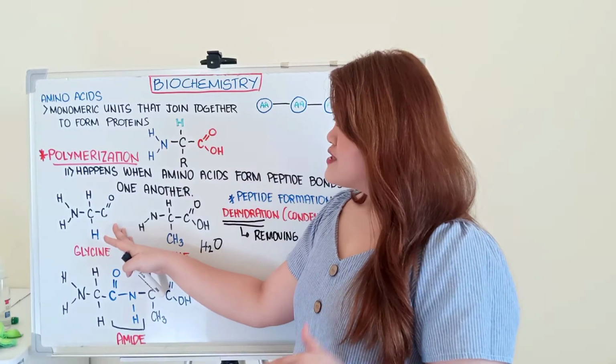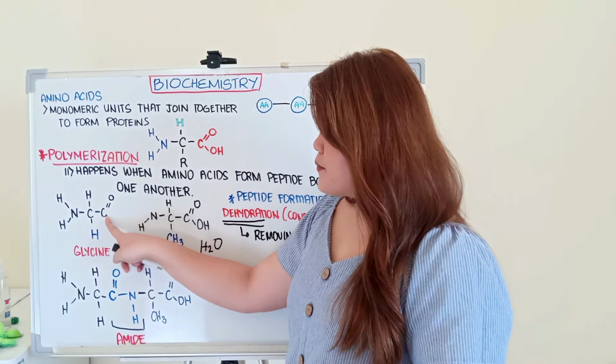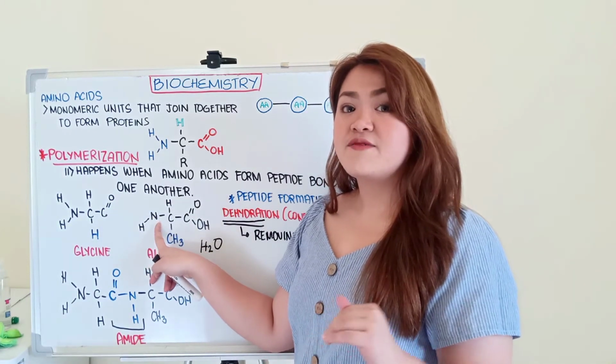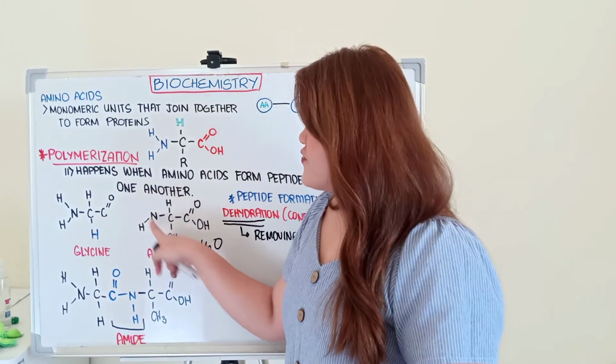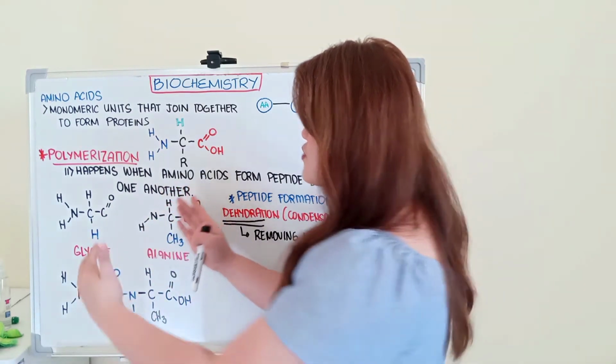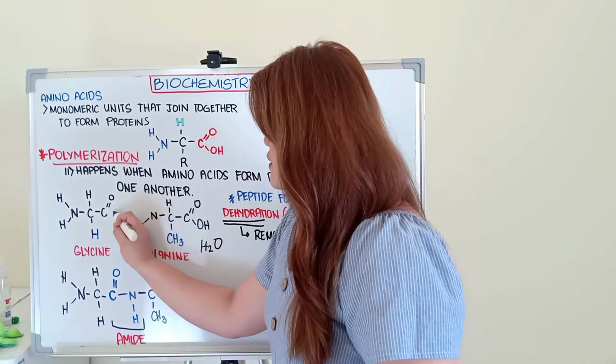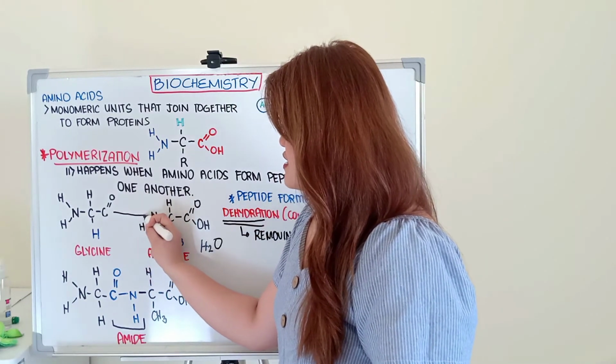So, after losing the water molecule, both carbon and nitrogen is not stable. Kasi diba kailangan masatisfy natin si octet? So, both of them wants to be happy. So, they will come together and form a peptide bond. So, magpo-form sila ng bond.